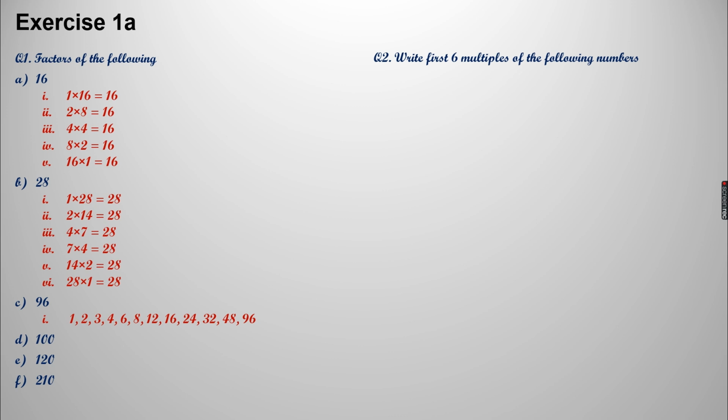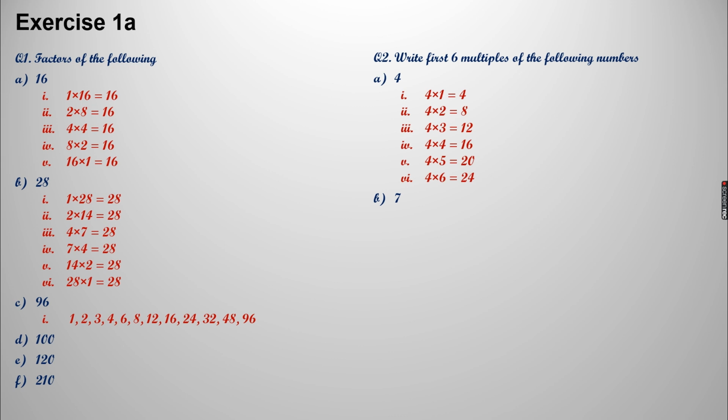Question number two. Write four multiples of the following numbers. Multiples. That's a table, right? First question. Six multiples of 4. Okay. 4 into 1 is equal to 4. 4 into 2 is equal to 8. 4 into 3 is equal to 12. 4 into 4 is equal to 16. 4 into 5 is equal to 20. And 4 into 6 is equal to 24. Pretty simple, right?